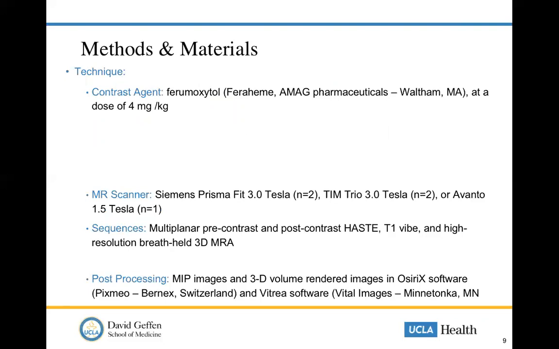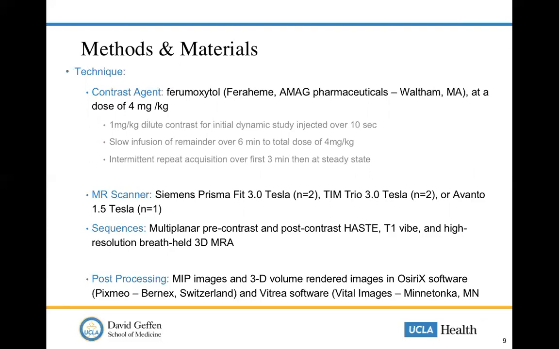As far as technique, the contrast we used was Feraheme at a dose of 4 mg per kg. The initial dynamic study was 1 mg per kg of dilute contrast injected over 10 seconds. Slow infusion of the remainder over 6 minutes to a total dose of 4 mg per kg. Intermittent repeat acquisition over the first 3 minutes, then at steady state, and delayed imaging as needed, which we did not do. The MR scanners were Siemens, majority were 3 Tesla and 1.5 Tesla.